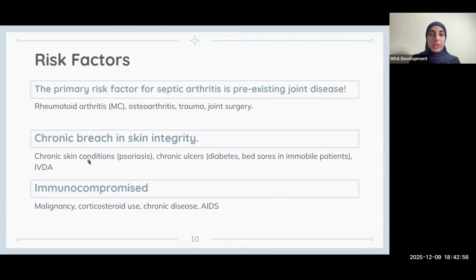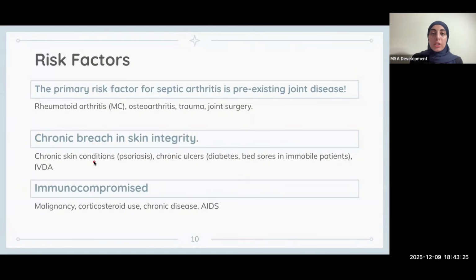Another thing is a chronic breach in the skin integrity. And this is true for any infection in general. If someone has, let's say, a diabetic ulcer, someone who's diabetic and they have an ulcer on their foot, and you know that in diabetes they have neuropathy, so they don't feel the pain in their ulcer, so the ulcer stays for a long time. The chronic ulcer gives you a breach in the skin. Bacteria can enter through this ulcer. It's like a door for the bacteria. Eventually, they can reach into the joint.